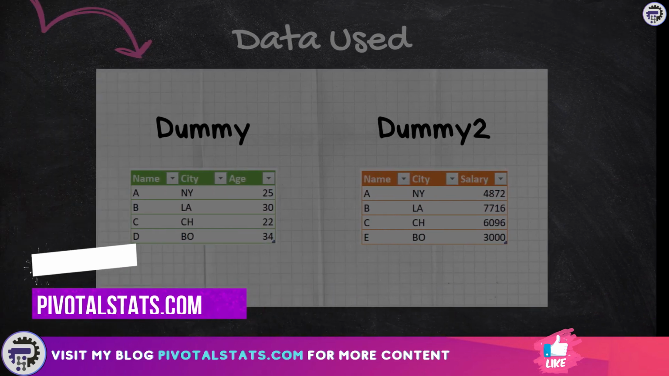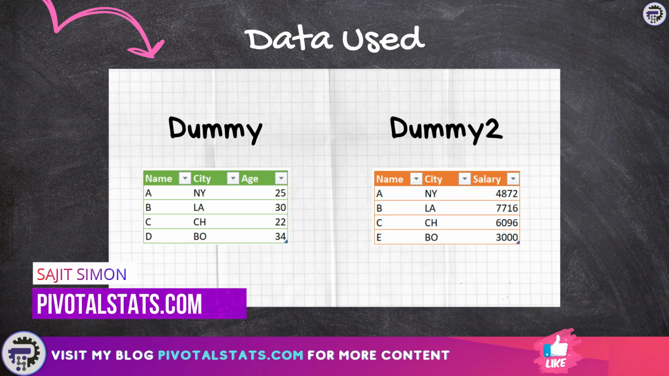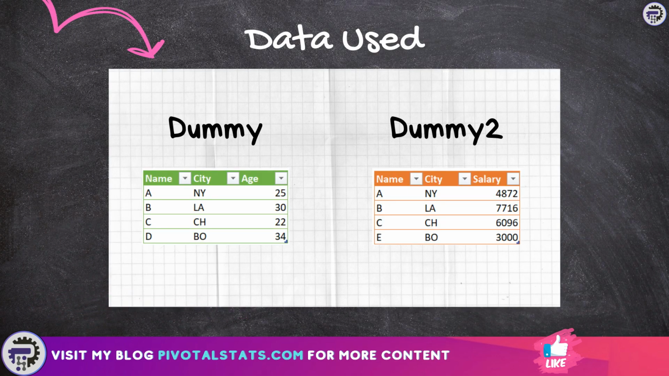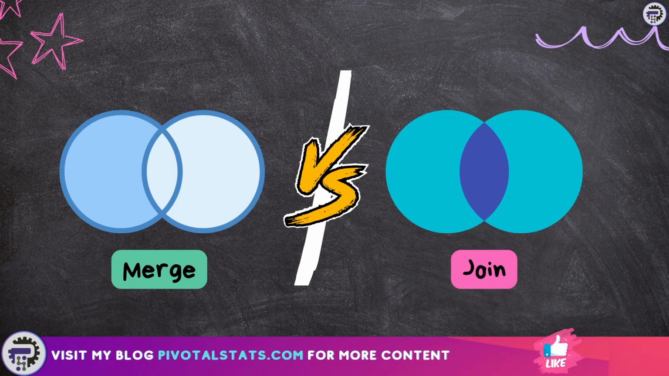So for today's video, I have created these two dummy datasets. The first table contains 3 columns, name, city and age, and the second table again contains 3 columns, but this time name, city and salary. Now prior to start coding, let's understand the main difference between merge and join.